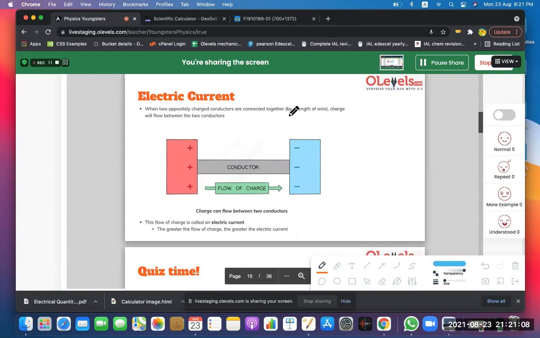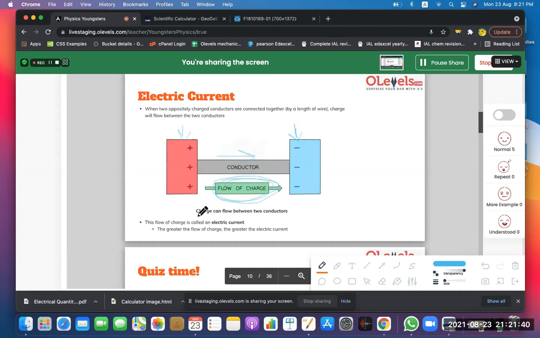When two oppositely charged conductors are connected together by a length of wire, there will be a flow of charge between these charged conductors. There will be a flow of charge here, as shown by this arrow. There's a flow of charge between this positive plate and this negative conductor. There's a flow of charge in the conductor this way.